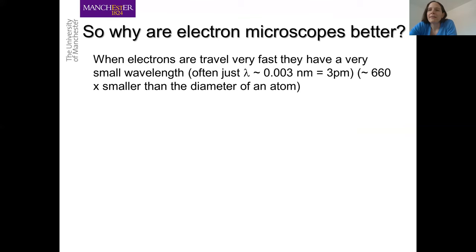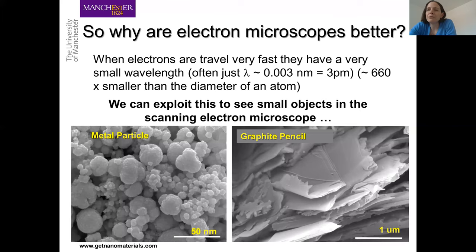So here we've got some images taken of the materials that I mentioned earlier, but now they're taken in a scanning electron microscope rather than with a camera. And here we can see those nanoparticles inside the gold. We can see these ones have a range of sizes between a few nanometers and a few tens of nanometers. And this is what the inside of your pencil is going to look like in the scanning electron microscope. So how does that work?